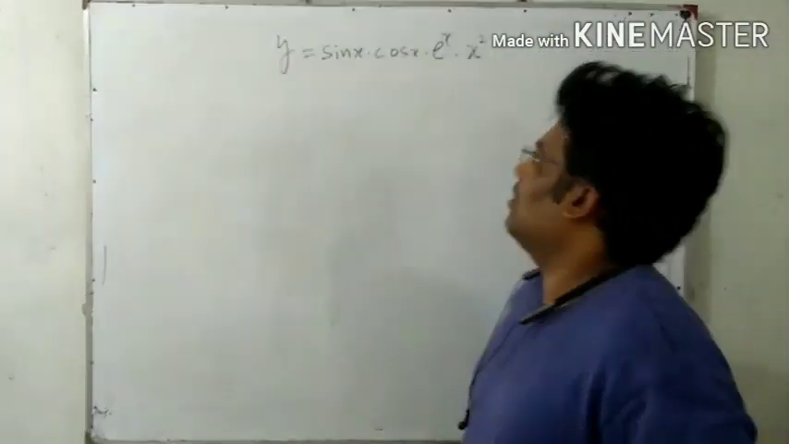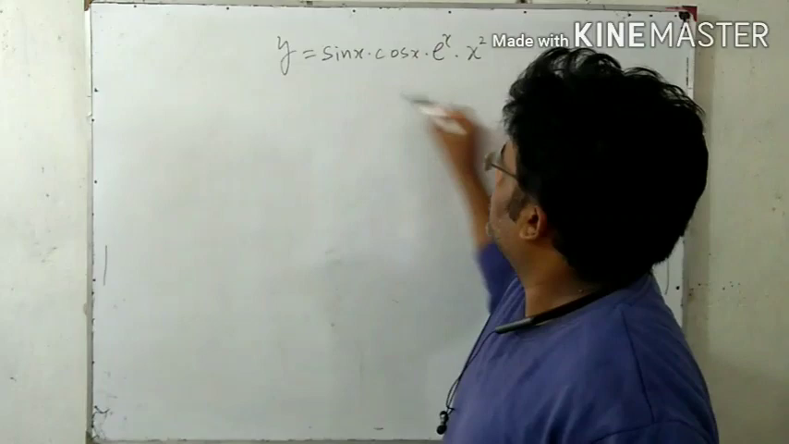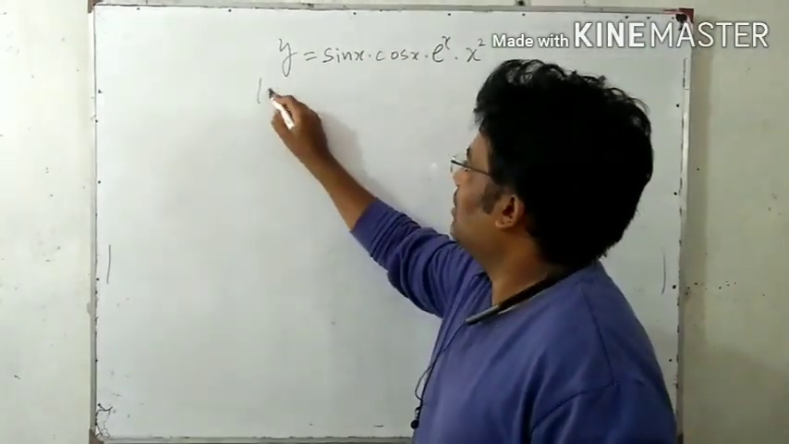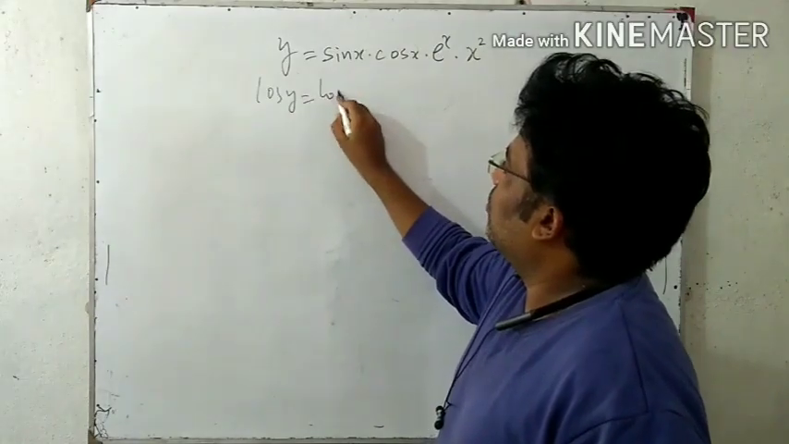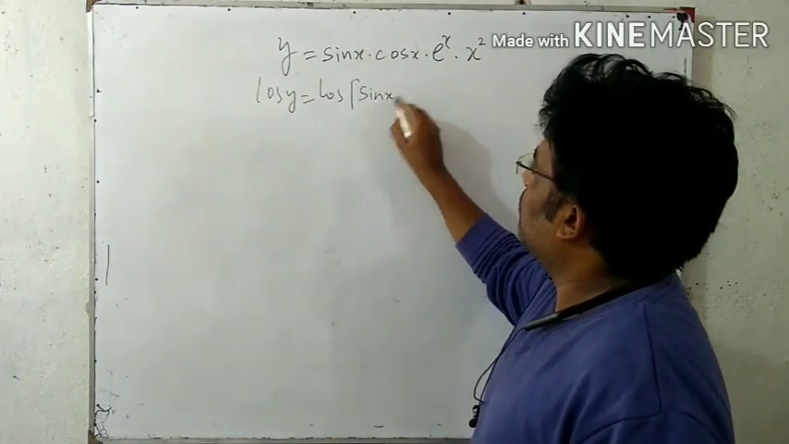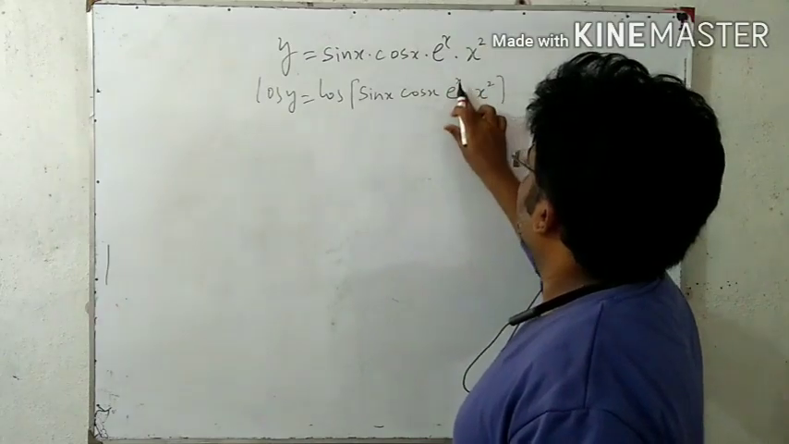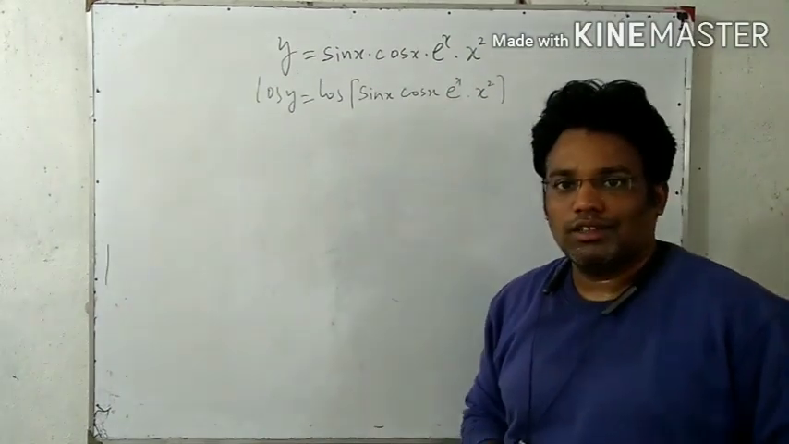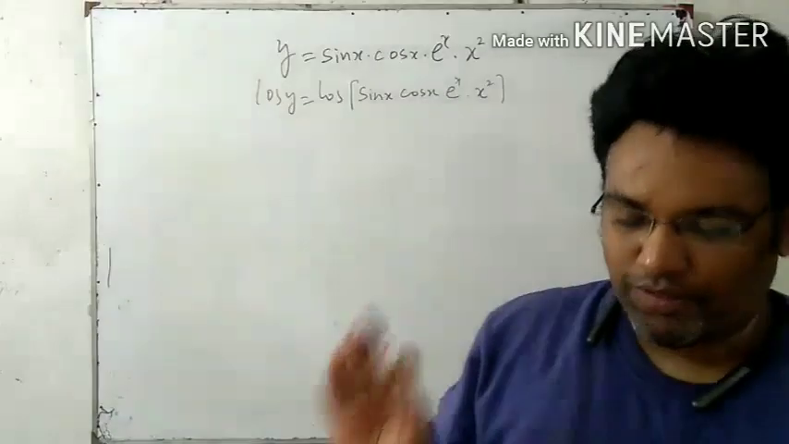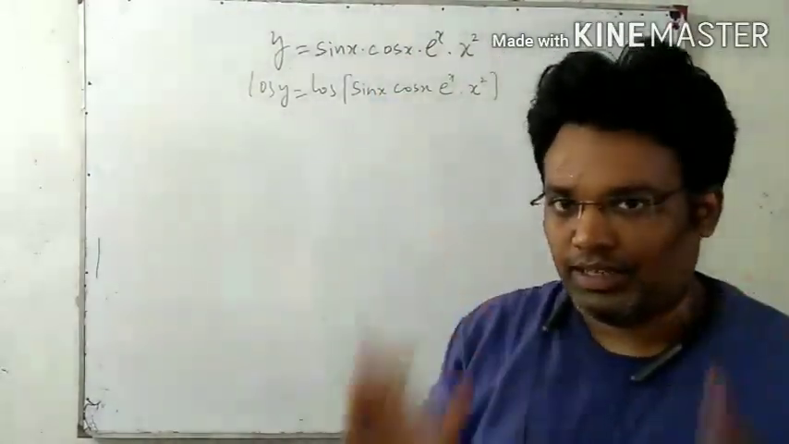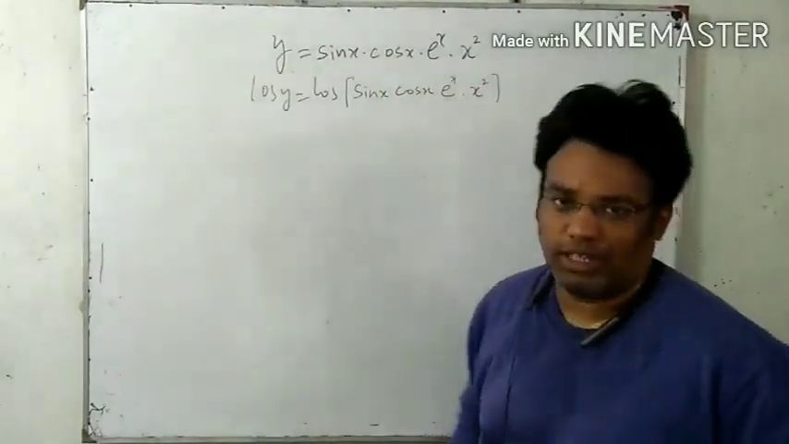So now, to make this complex one simple, use log. So log y is equal to log of sin x into cos x into e power x into x square. Clear? So the purpose and reason for using log is, as it is a complex one, I make it simple by taking log on both sides.